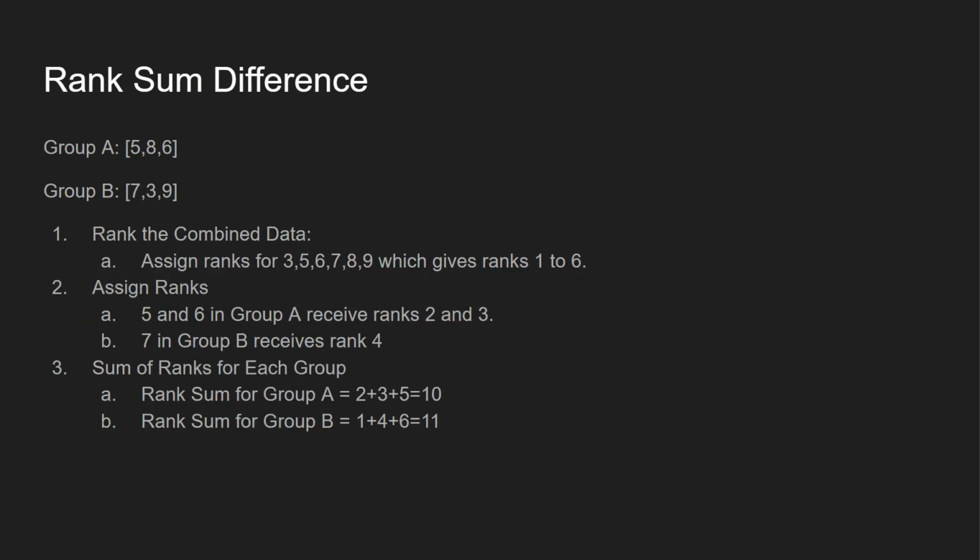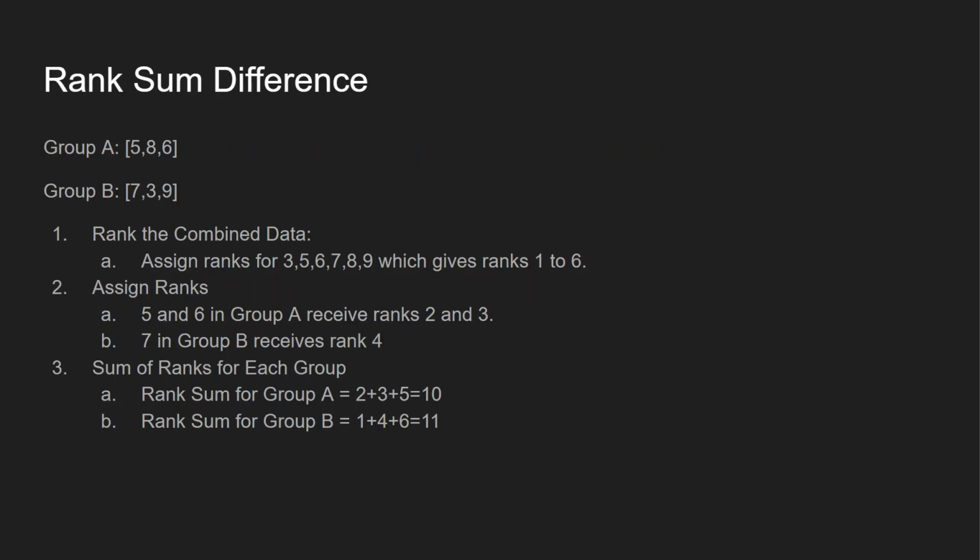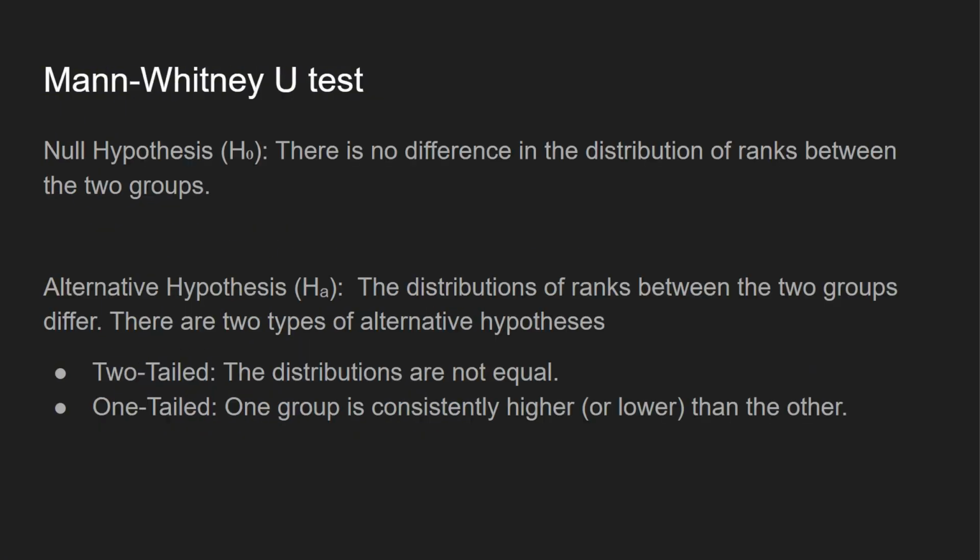Let's take a look at a basic example. Group A: 5, 7, 3; group B: 8, 6, 9. Combine these: 3, 5, 6, 7, 8, 9. The values 5 and 6 receive ranks 2 and 3, whereas 7 receives rank 4. Then you just sum them. Group A: 2, 3, and 5, gives 10. Group B: 1, 4, and 6, you get 11. So that's how rank sum works. We'll cover it in more detail a little bit later.